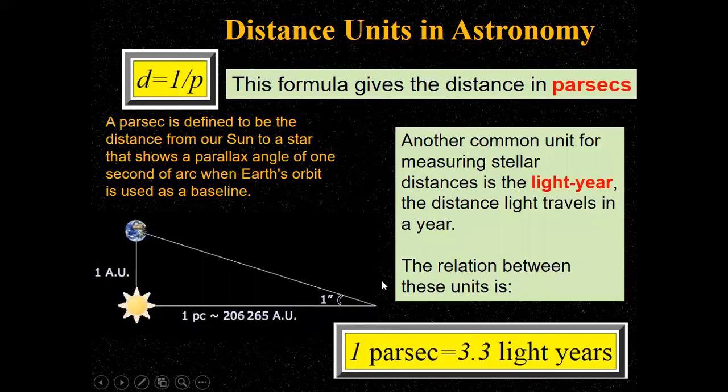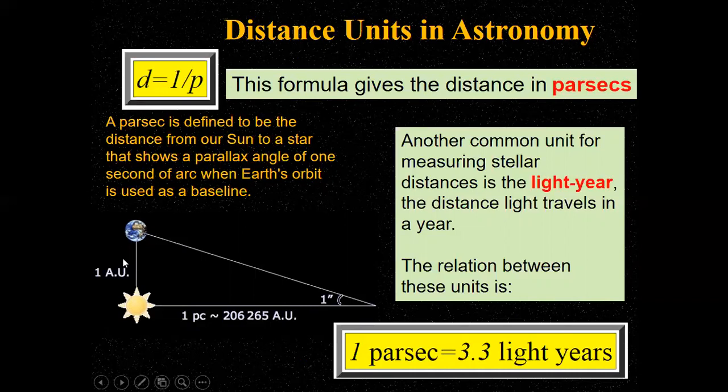All right, so in the 3D Cosmos part of the lab, you have to use this equation, D equals 1 over P, to calculate the distances because the parallax angles are given. And remember, we need to think about the units that we are using. Here, the distance from the sun to the Earth is 1 astronomical unit.